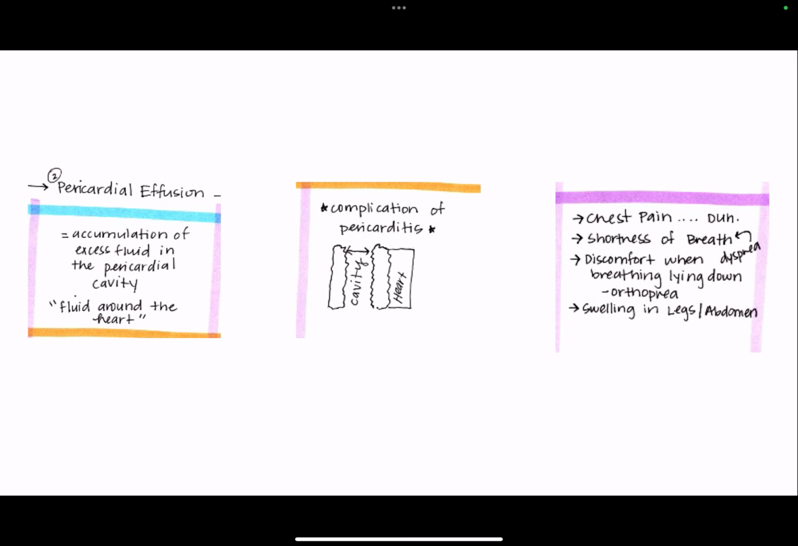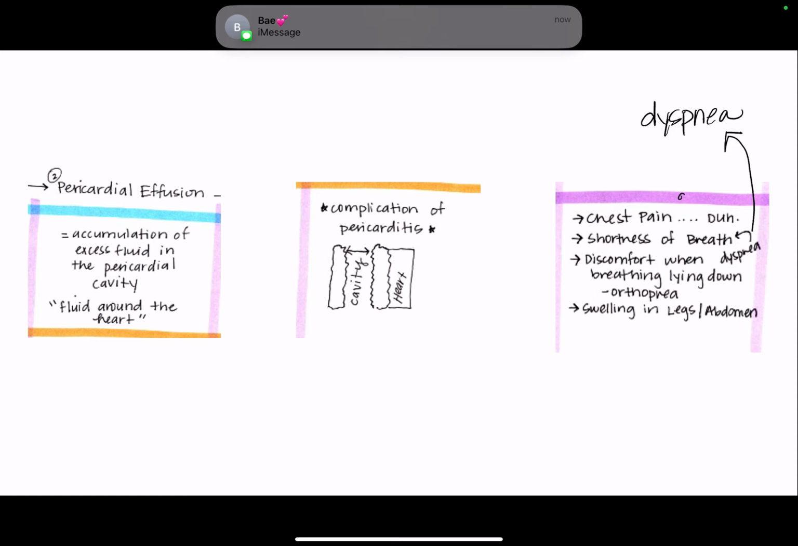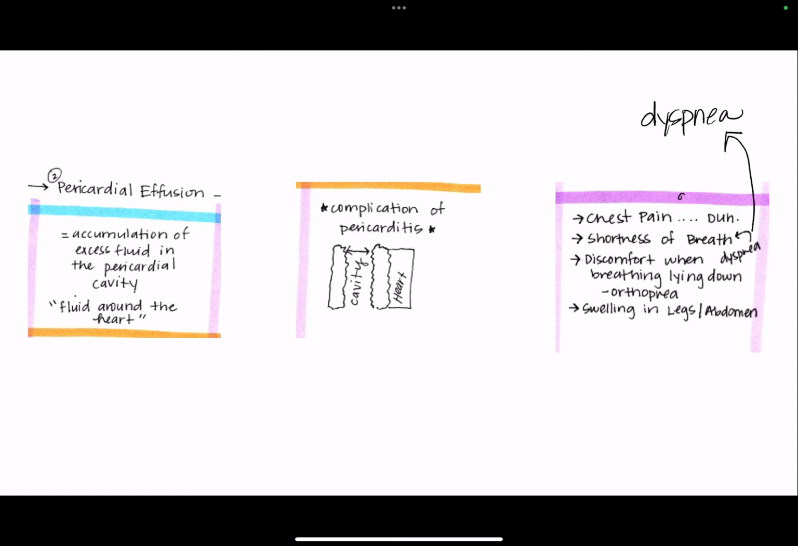So the symptoms of that are going to be chest pain. And if it does, a note to myself, if you had chest pain before and it went untreated, you're still going to have chest pain as it progresses. You're going to have shortness of breath, and the scientific term for shortness of breath is dyspnea. You're going to have discomfort when breathing lying down, which is called orthopnea. And then because of the excess fluid, you may also start getting swelling in the legs and abdomen.